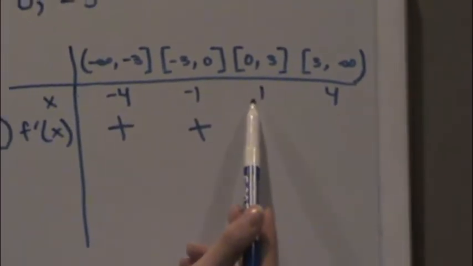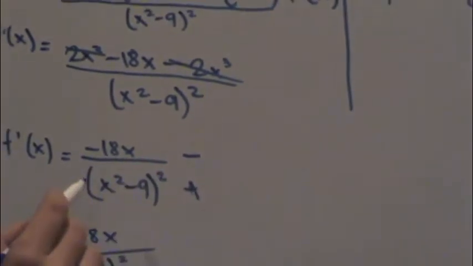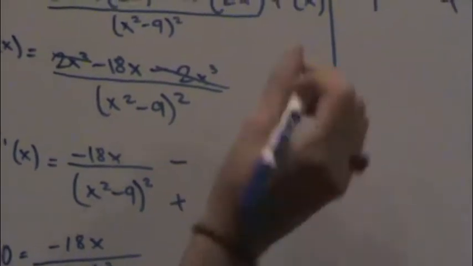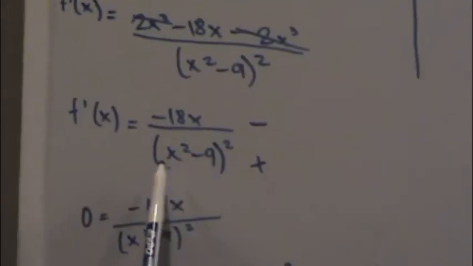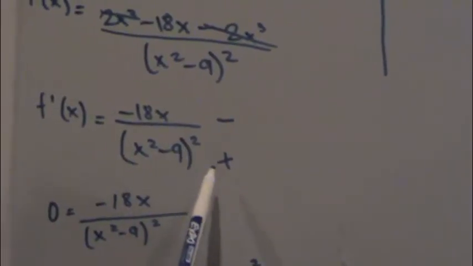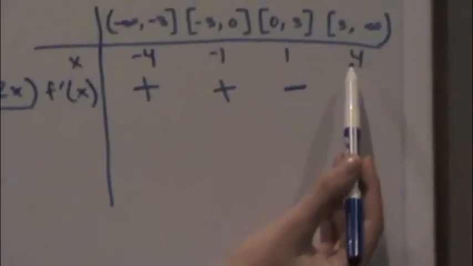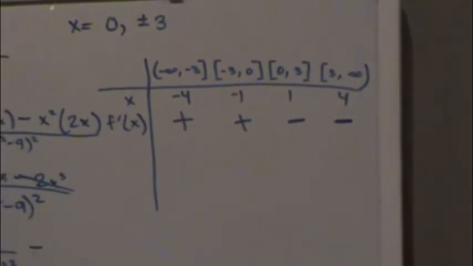From 0 to 3, you could take the number 1 and plug it in here, which gives you a negative on the top, and then the bottom would still give you a positive. But overall, your function would be decreasing. And you can assume that because this number is squared, the bottom is always going to be positive. So you're kind of just looking for the top number. So here, 1 times negative 18 would make a negative number. So over positive, it would make negative overall, meaning the function is decreasing at that point.